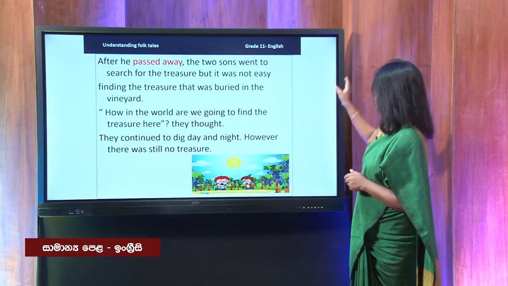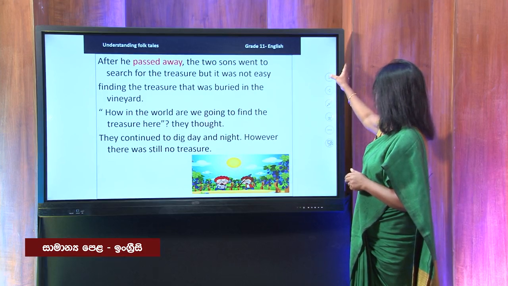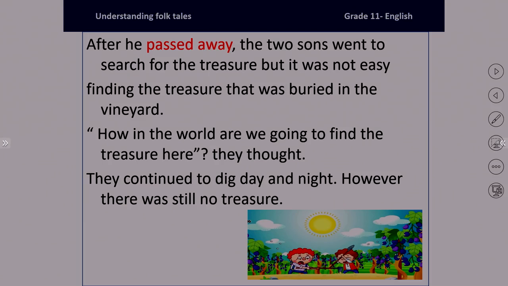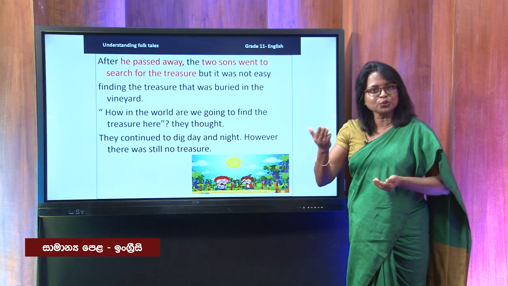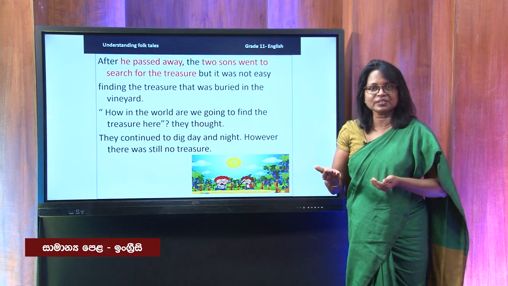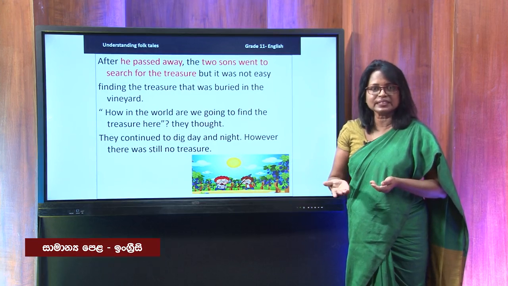Let's look at the second piece of information. It says that the sons went searching for the treasure. Let's see how it is there in the story. Yes, the two sons went to search for the treasure. It's natural. Using your worldly knowledge, you can guess that very easily, that the sons would go in search of the treasure after the father's death.